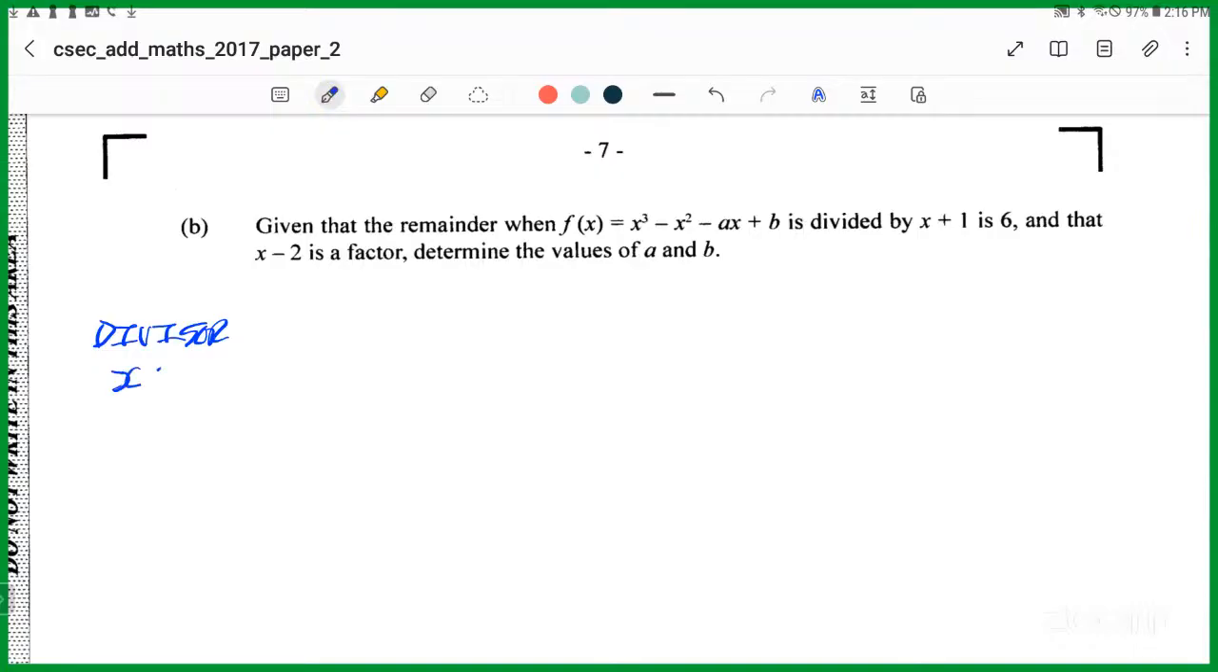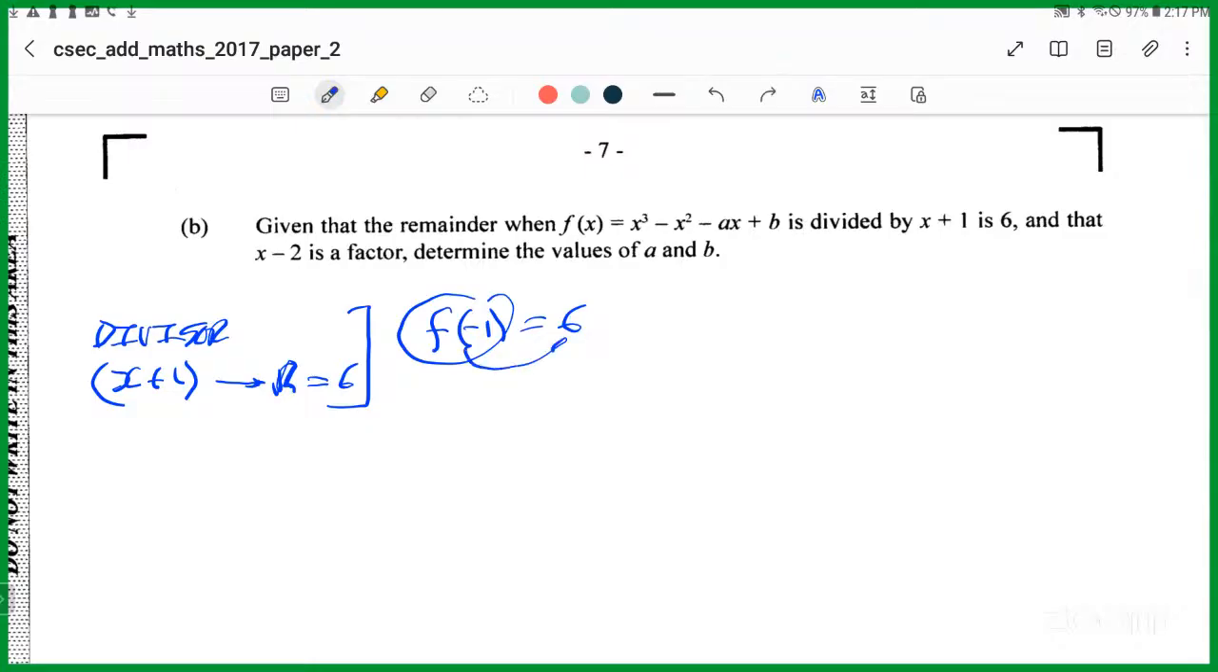Alright, so the divisor of x plus 1 leads to a remainder which is equal to 6. What does this mean? This means that f of negative 1 is equal to 6. f of negative 1 is the remainder when we divide by x plus 1, and that remainder tells us is 6. So that's one equation we can set up. We're going to put f of negative 1 equals 6. It means I want to put negative 1 in this function and equate it to 6.